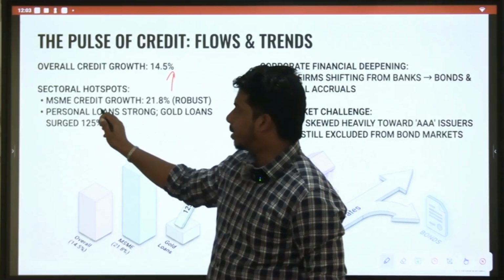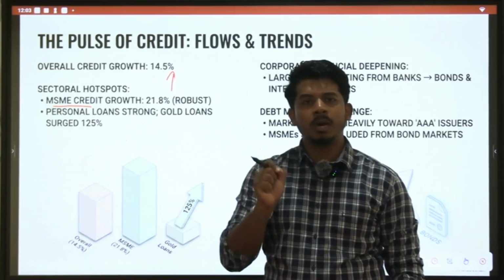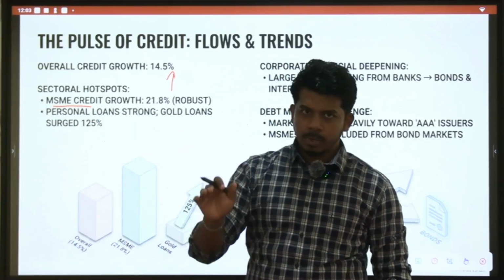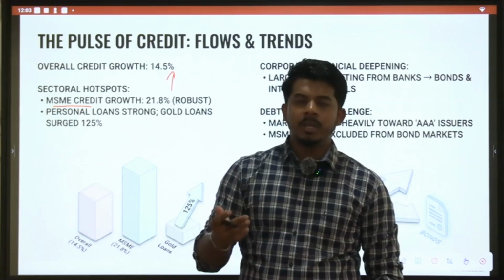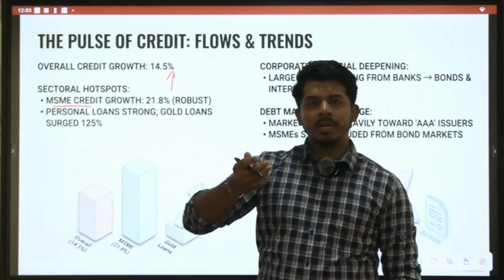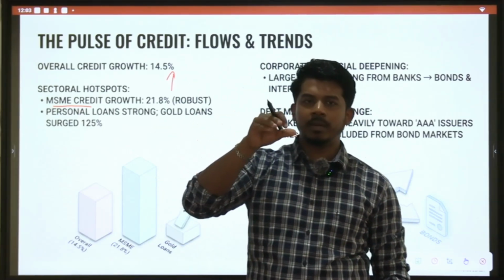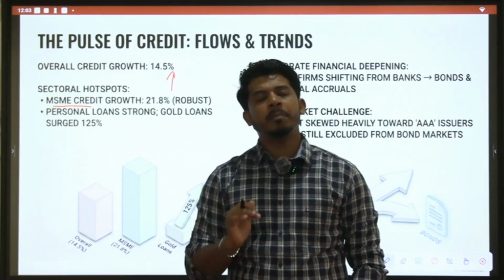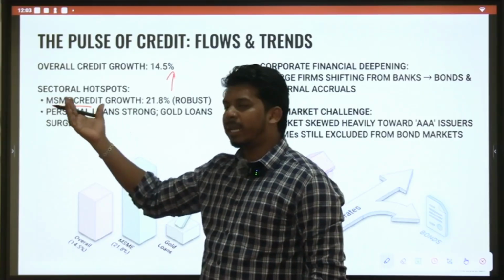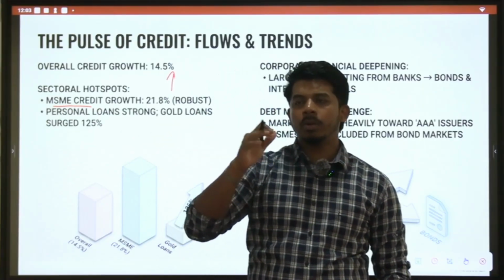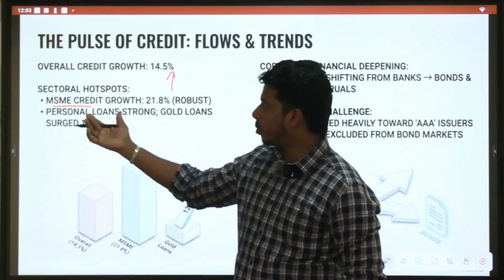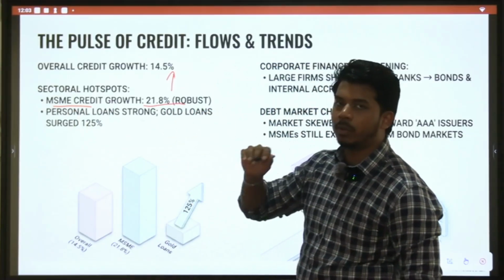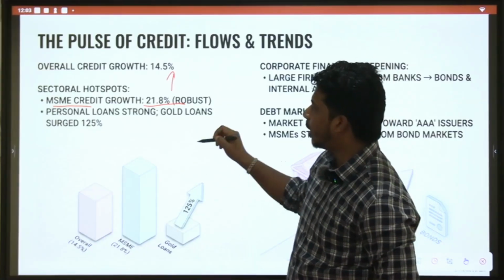And MSMEs, which are micro, small, and medium enterprises, are very important because they are the smaller ones and they give more employment. Large corporations will earn more profits, but the employment will be lesser, and the salaries going to the people will be lesser. There are many MSMEs, and common people are closer to them. So MSME growth is good, and we are seeing a 21.8% credit growth to the MSMEs. This is very good news.